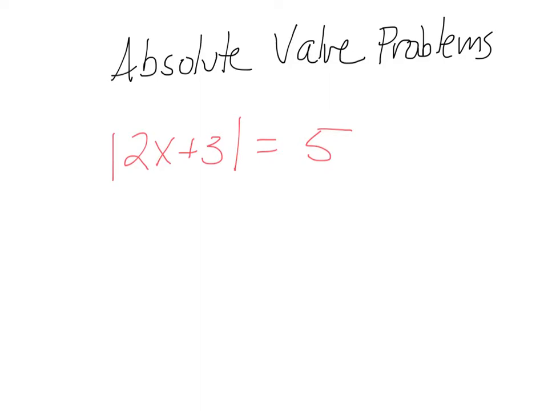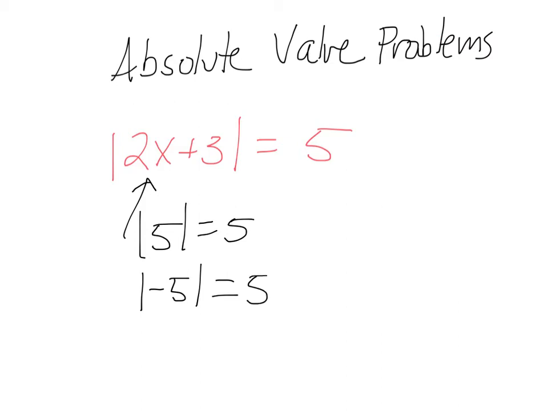Now the next type of problem I want to go over are absolute value problems. Most of you remember that an absolute value sign makes a number positive. So in this case, I'm looking for a value of x that when I multiply it by 2 and add it to 3, it equals 5. But remember, there's two things that could end up being in this absolute value. If I get 5, well, the absolute value of 5 equals 5. But also, if I can somehow make the inside of that absolute value equal negative 5, I'm also going to get a result of 5.